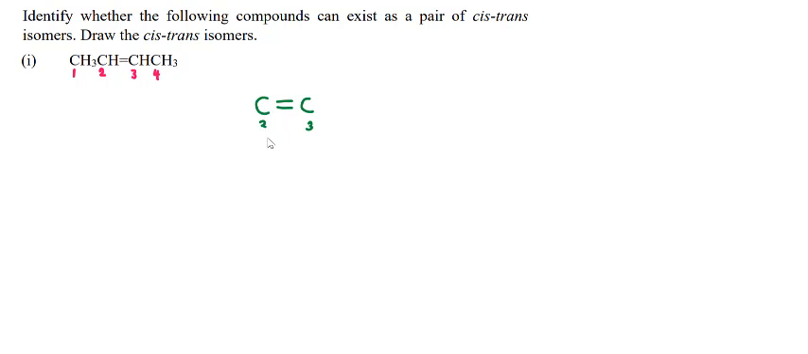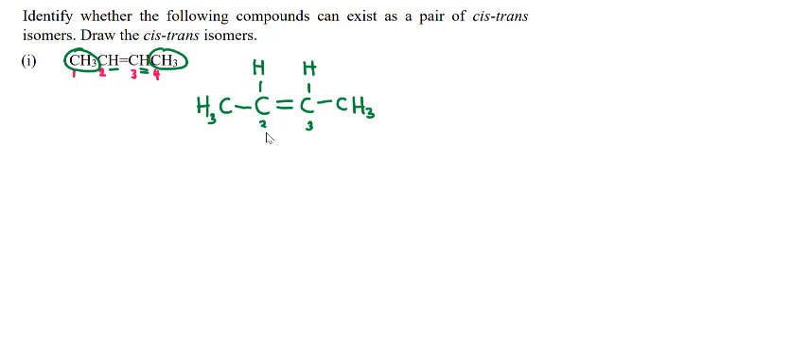If you remember the first requirement, we must have a carbon-carbon restricted rotation. So this carbon-carbon double bond is the carbon-carbon restricted rotation, and we have already passed the first requirement. Now let's look at what we have on these two carbons. For the second carbon, we have one hydrogen and one methyl. And for the third carbon, we also have one hydrogen and one methyl.